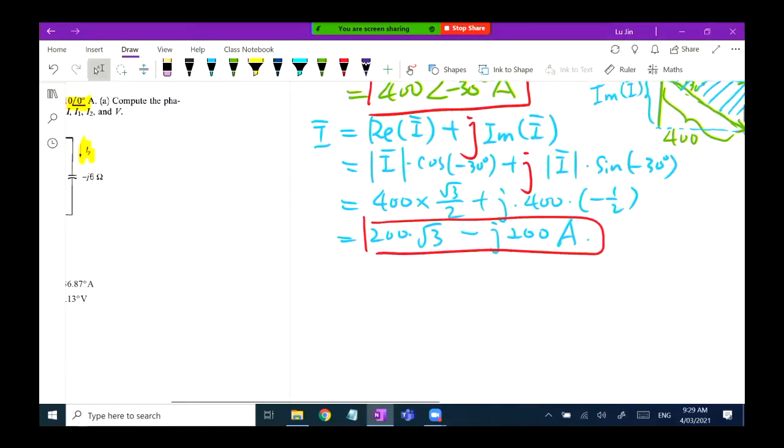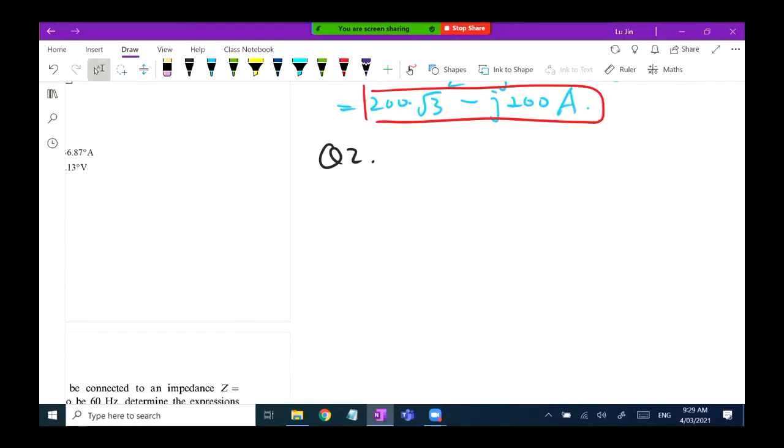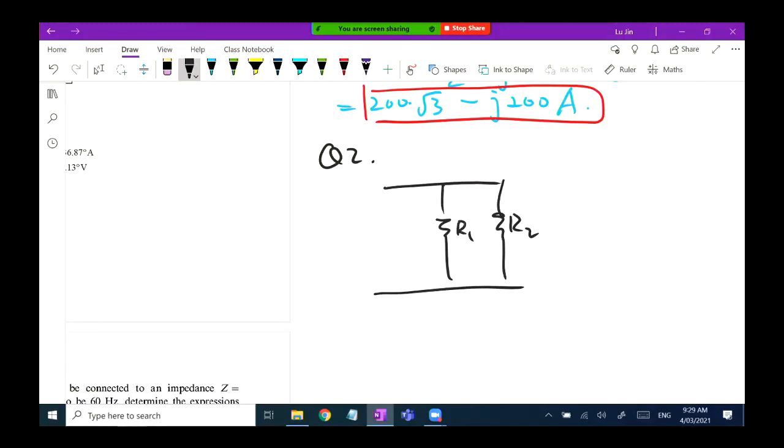So let's move up and change the pen. Question number 2. Quickly, what is current division? Some of you may have already forgotten that, right? If you have two branches connected in parallel, R1 and R2, I'm using resistors as an example. For this parallel connected block, the total incoming current is I, the same notation as the one given in the question. For these two separate branches, we have I1 and I2. By using current division, you can use one single formula to determine I1 or I2 quickly.